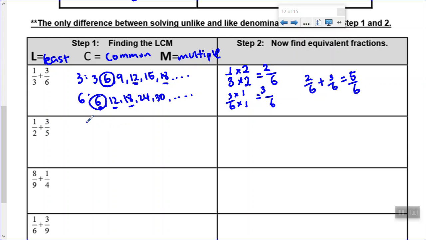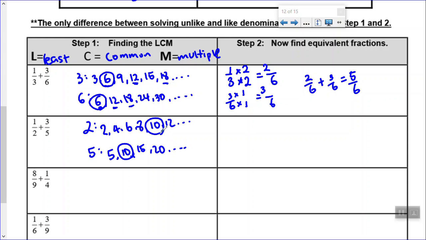1/2 plus 3/5. Let's find the LCM. 2, 4, 6, 8, 10, 12, goes on. 5, 10, 15, 20, goes on. LCM is 10. So 1/2, let's make the denominator 10, and 3/5, you have to multiply by a number so you can make the bottom 10. So 2 times 5 is 10. 1 times 5 is 5.